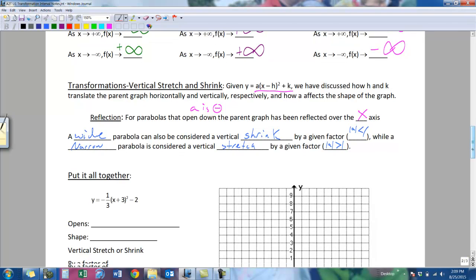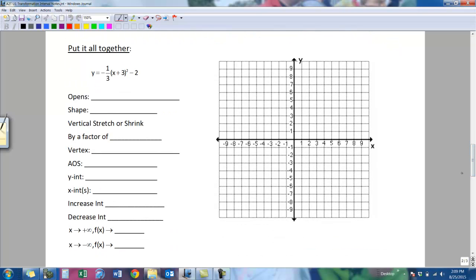So let's put all this together. Here's an example. We have a vertex form here. Since it's negative, this opens down. It is wide because 1/3 is less than 1. So because it's less than 1, as we just learned, this is a vertical shrink by a factor of 1/3.